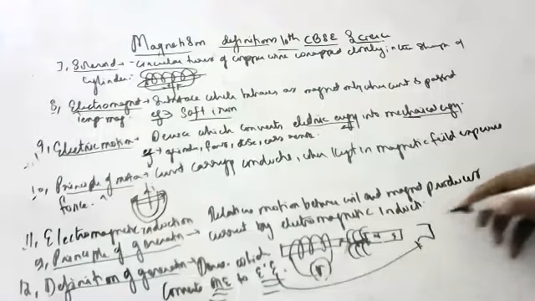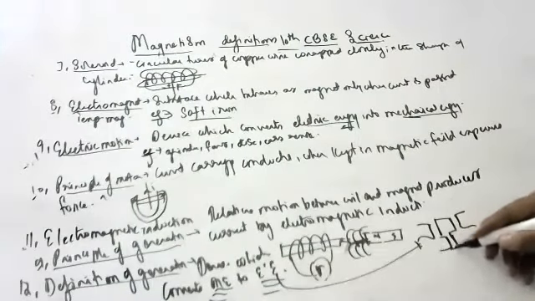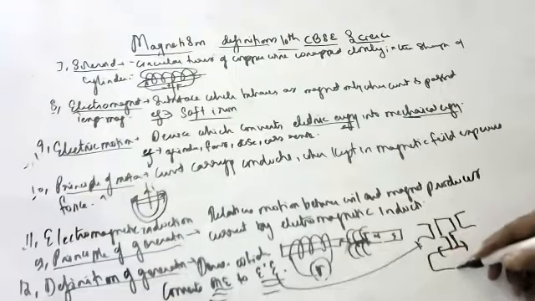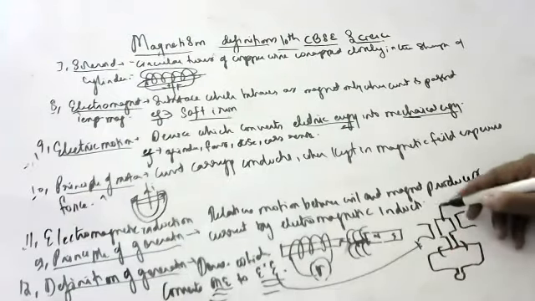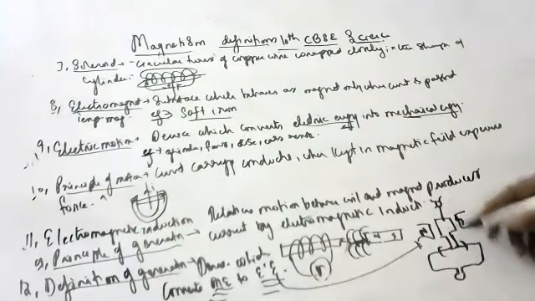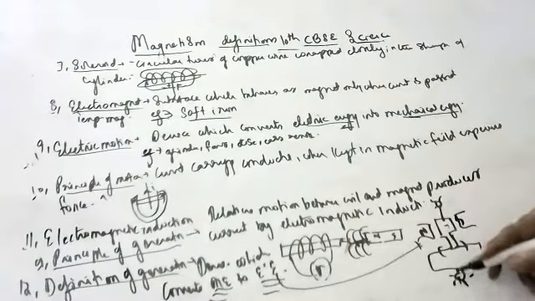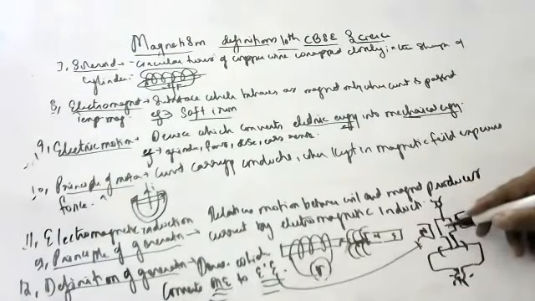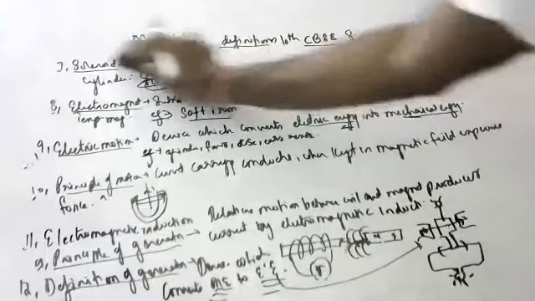Okay, I hope all of you remember the generator like this. It will be like this. So when you rotate this armature in magnetic field, current is produced. So mechanical energy is converted into electrical energy. Next definition.